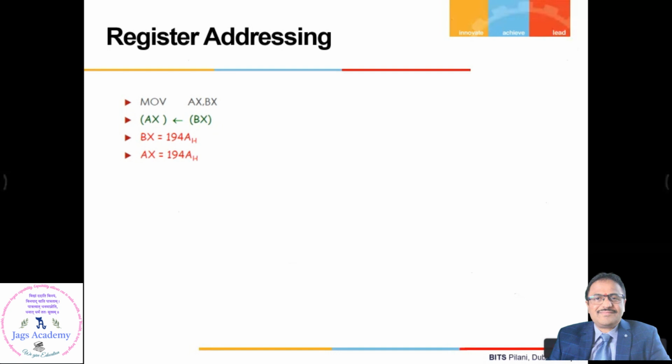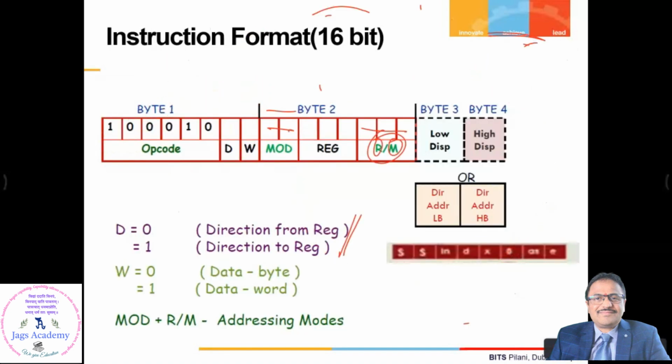I have to use this 16-bit instruction format and convert this MOV AX, BX into a machine instruction. Okay, how to do that? First of all, you need to know about the format. This is the format. You need not memorize it by heart, but by doing 2-3 problems you will understand it clearly.